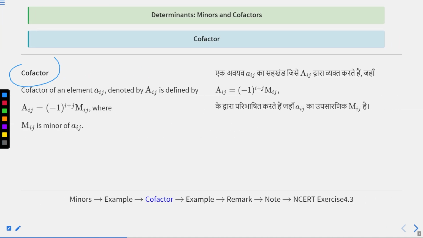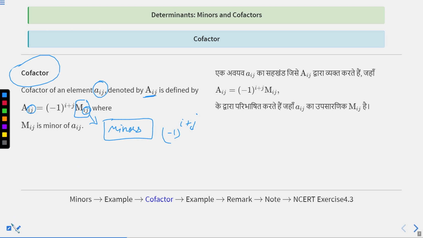Now what about cofactors? Cofactors are quite simple. The cofactor of an element Aij is defined by this, where these are our minors. To find the cofactor, you just have to multiply the minor with -1 to the power i plus j. What is i plus j? It is the position, the Aij position.